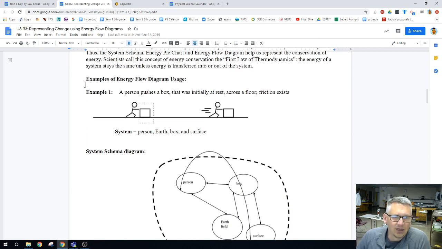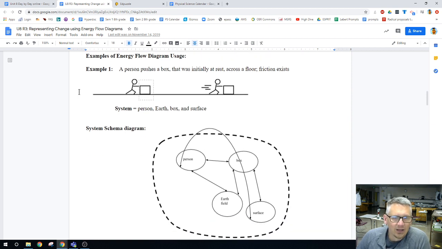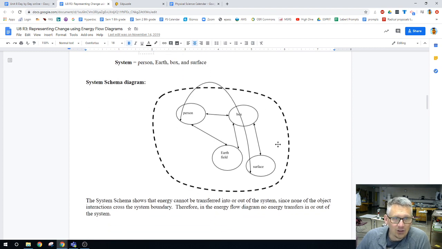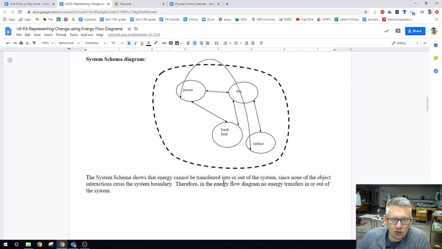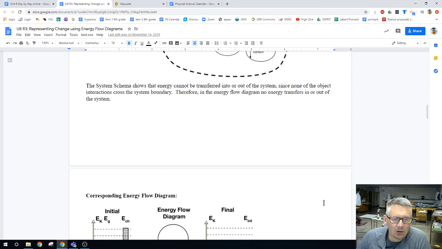Examples of energy flow diagrams. Example 1: a person pushes a box that was initially at rest across the floor. Friction exists. The system is the person, the earth, the box, and the surface. And you can see with the system schema how things are interacting. The system schema shows that energy cannot be transferred into or out of the system, since none of the objects interact across the system boundary. Therefore, in the energy flow diagram, there are no energy transfers in or out of the system.